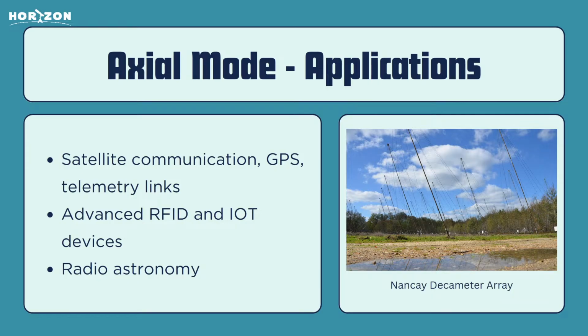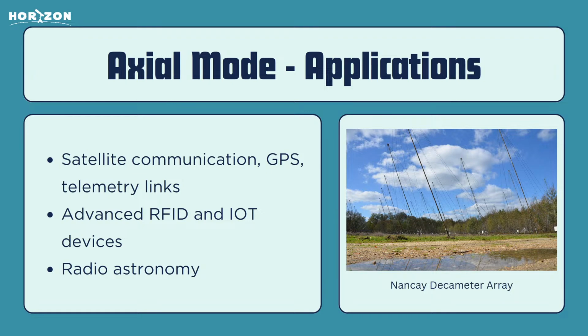One interesting point about the axial mode of the helical antenna is that it produces circularly polarized light, and this leads it to have a lot of applications, which are mentioned here. So the applications revolve around the circular polarization that is produced, and they include satellite communication, GPS, and telemetry links.